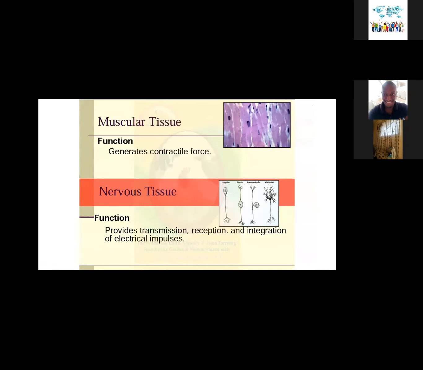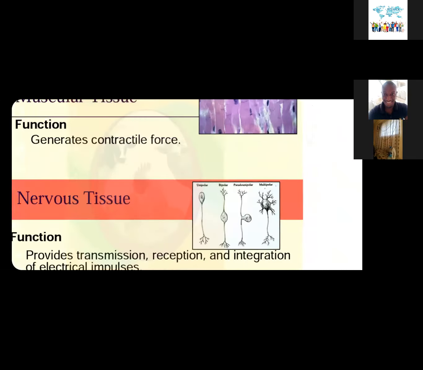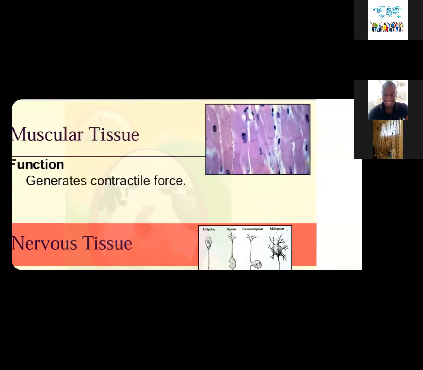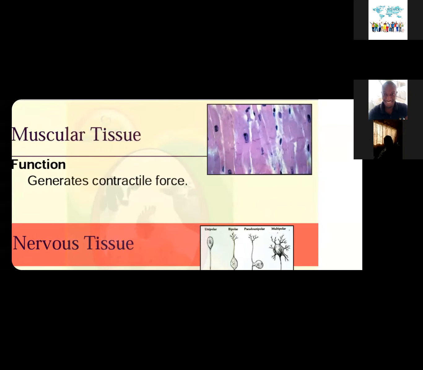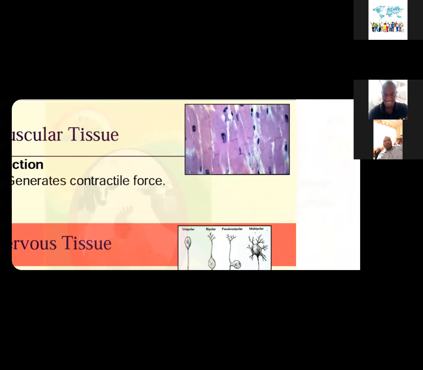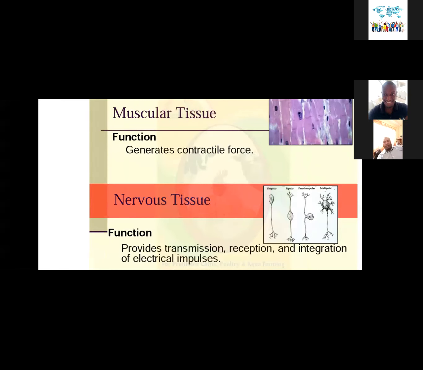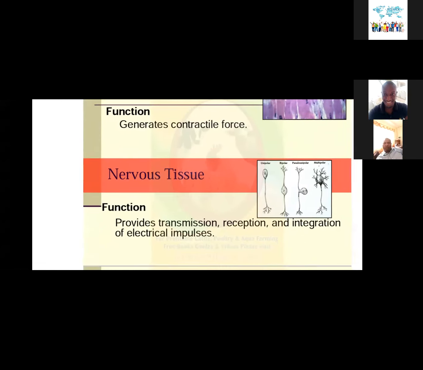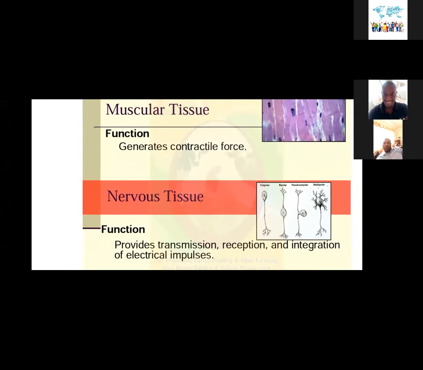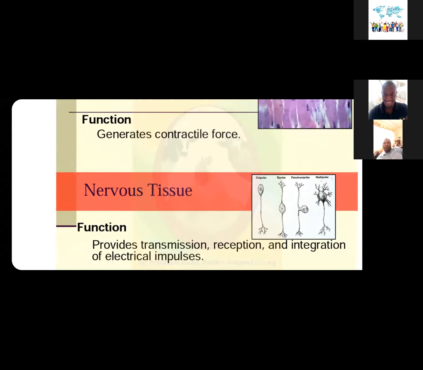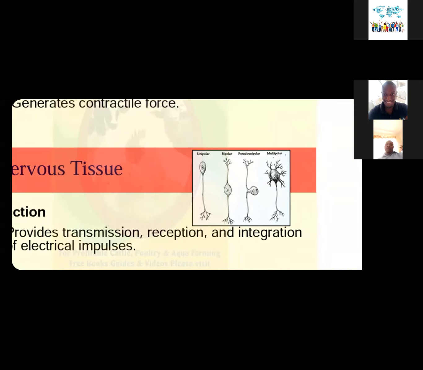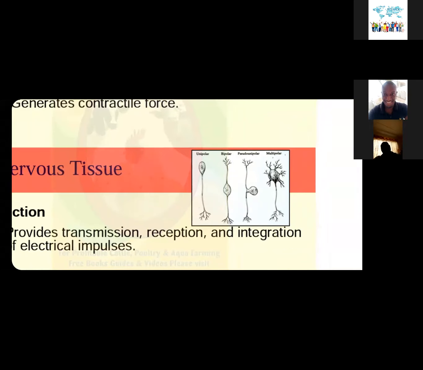So let's look at muscular tissue. On the top right corner there, that's simply a microscopic view of a muscular tissue that has been put under a microscope. So now, what are the functions? This one generates contractile force. It helps the body to contract and to release as well. So let's look also at nervous tissue. Nervous tissue simply has to do with nerves. So we've got all these on your right. That image there is showing you the type of nerves that are there.